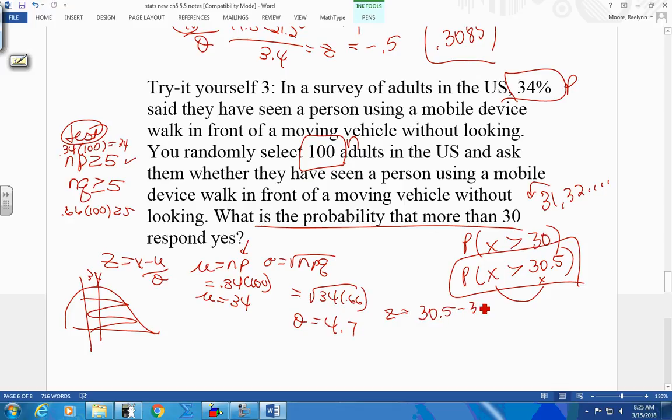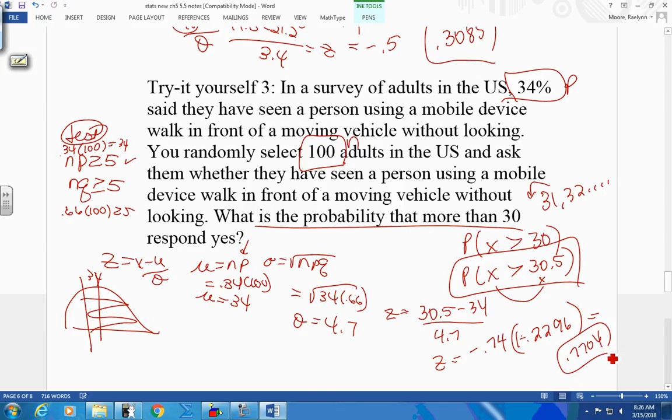Minus 34. Doesn't that give me a negative z-score? Right? Divided by 4.7. And my z-score comes out to be negative 0.74, which is what I anticipated. It would be on the negative side. So if I look up this area, it is 0.2296, and I say that can't be possible. I need it to be bigger than 50, so what do I have to do? Subtract it from 1. If I subtract it from 1, I get 0.7704.